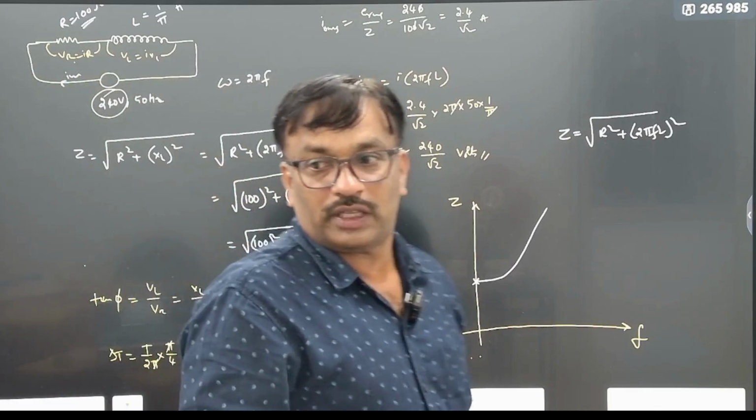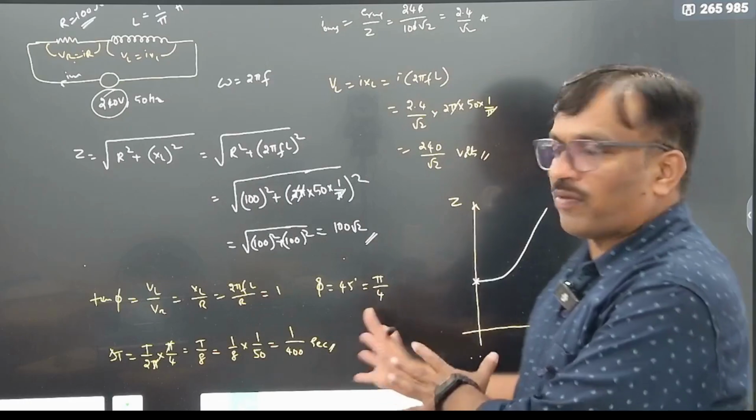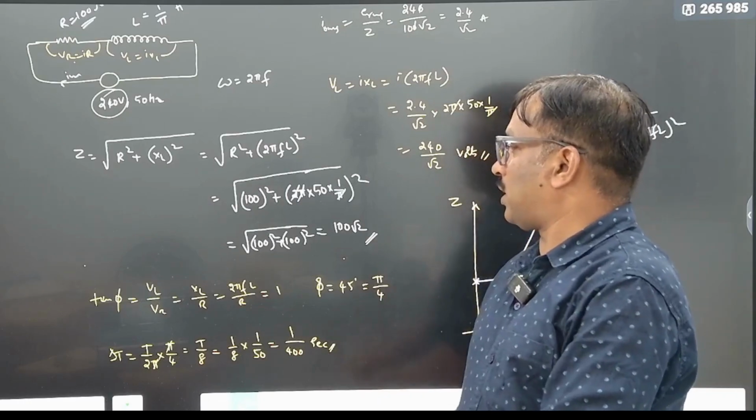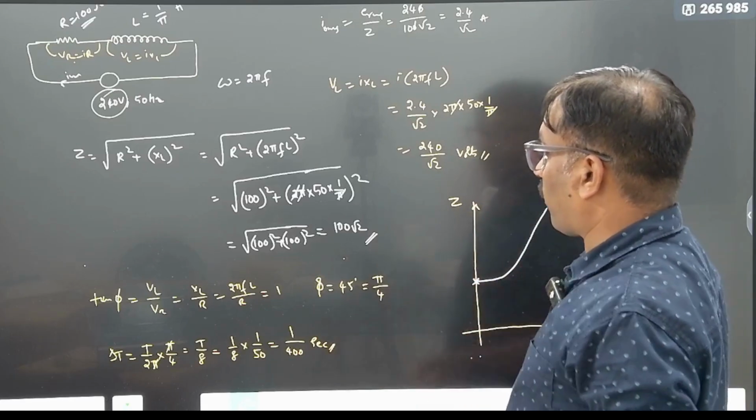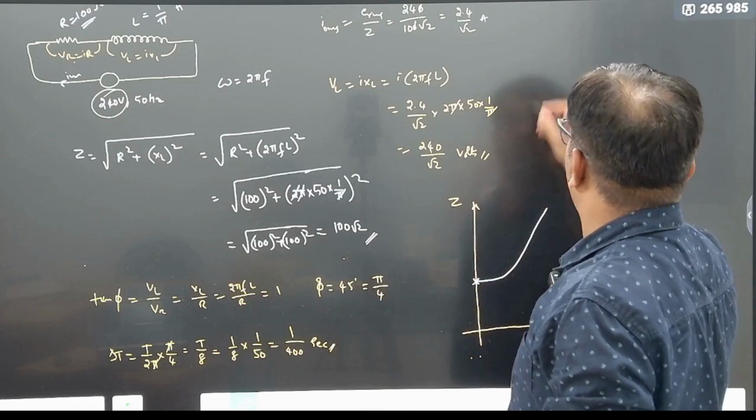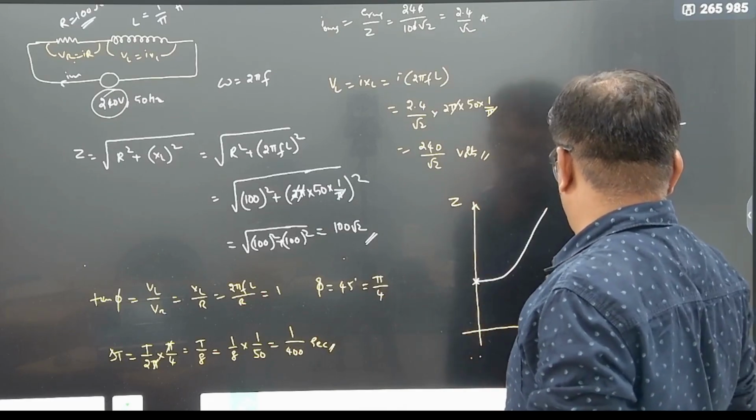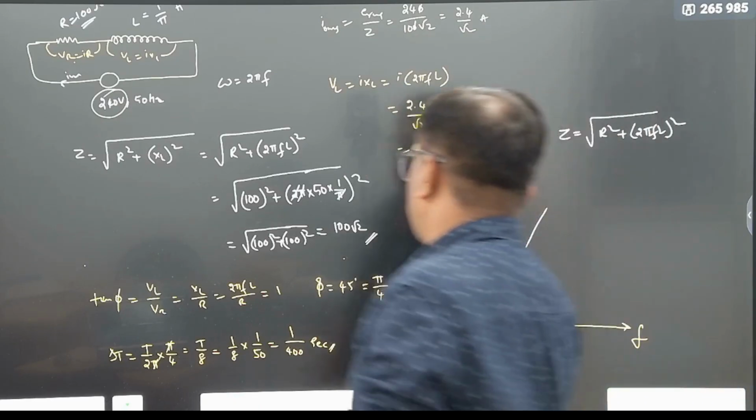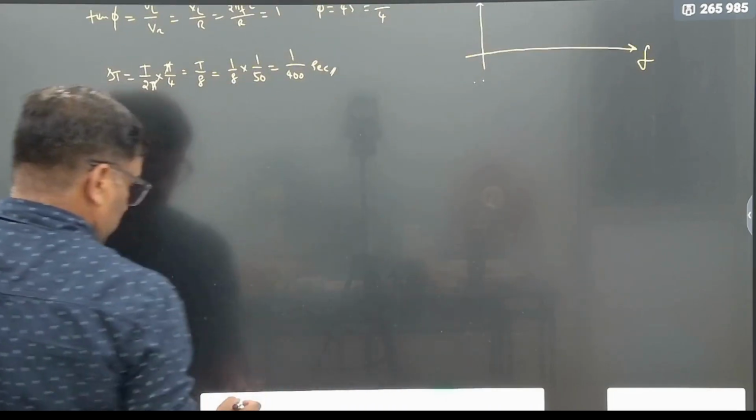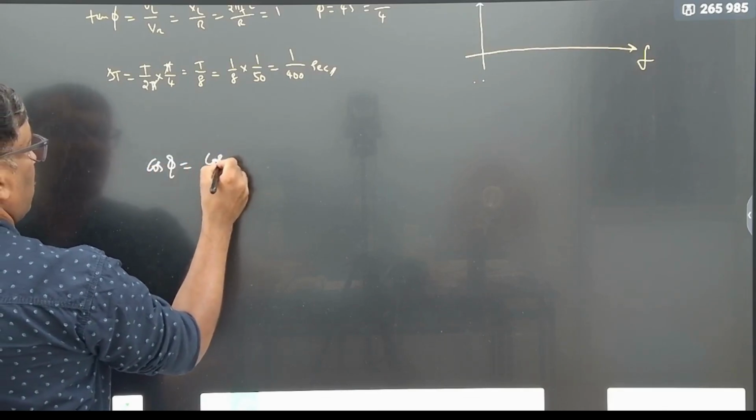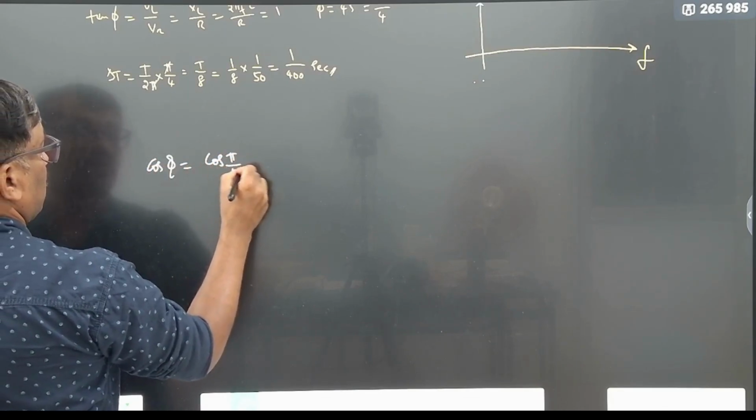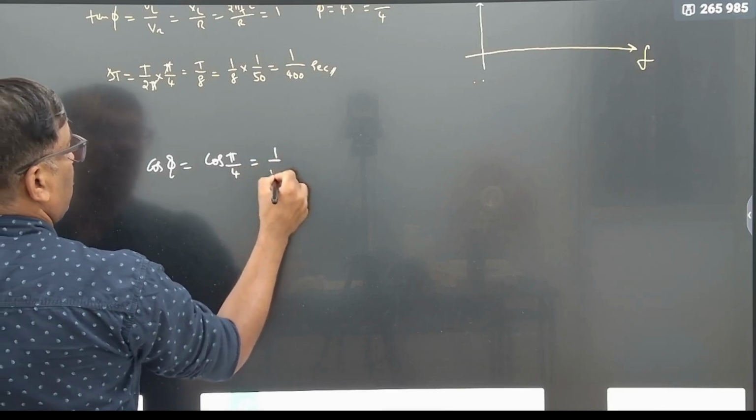Right. So in this way you can solve any type of concepts. Even power dissipated you can ask, no? What is the power dissipated? Power factor also you can ask, no? What is the power factor here now? Power factor, what is the power factor now? So cos phi is the power factor, cos 45. So that is nothing but 1 by root 2.